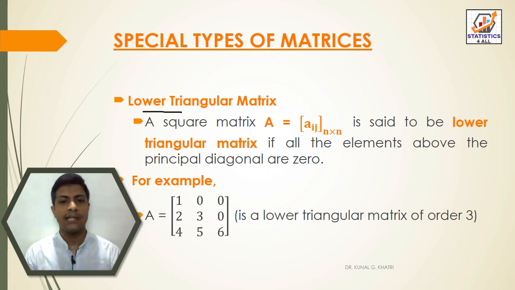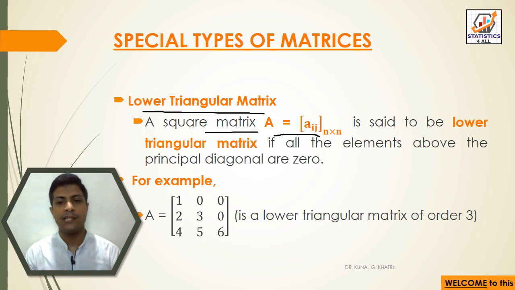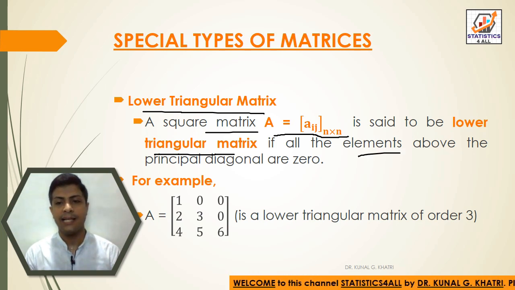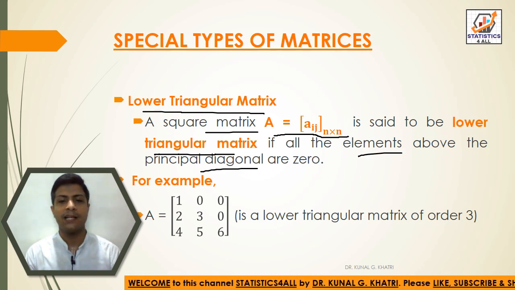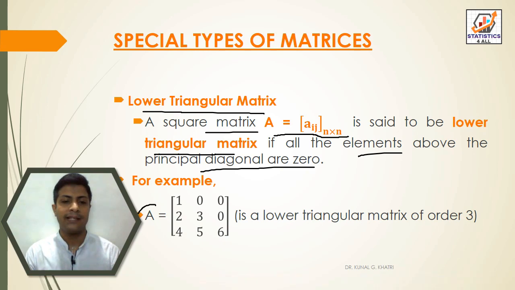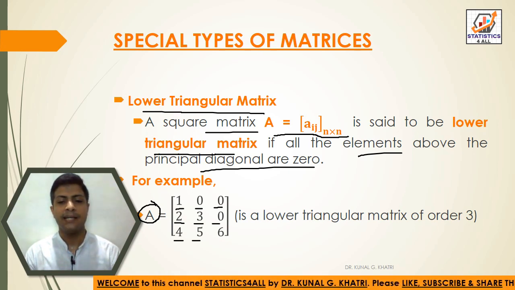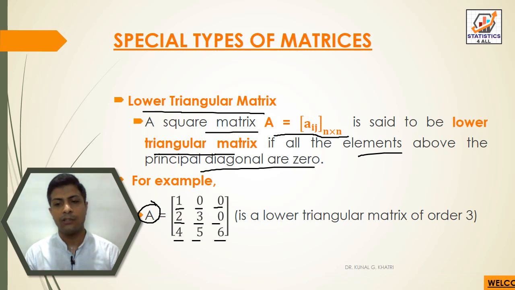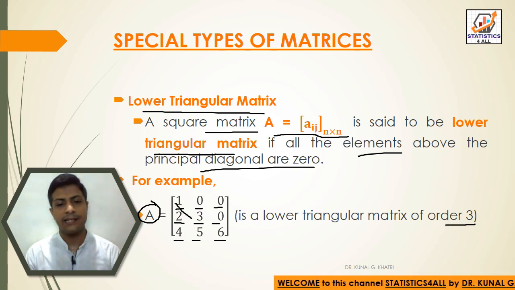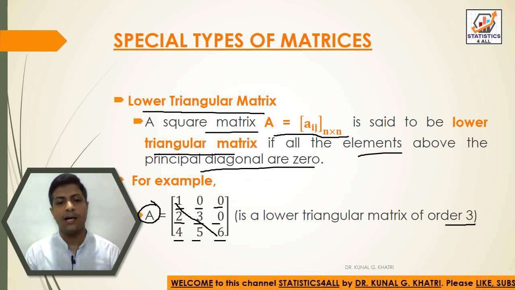Now lower triangular matrix. A square matrix A equal to Aij, n into n, is said to be a lower triangular matrix if all the elements above the principal diagonal are 0. For example, matrix A is equal to 1, 0, 0, 2, 3, 0, 4, 5, 6. It is a lower triangular matrix of order 3. Now here we can see that diagonal elements are 1, 3, 6, above are 0.